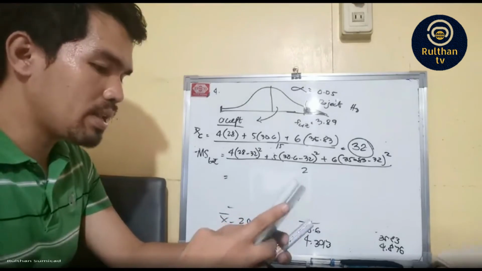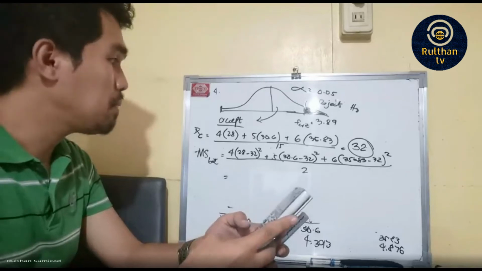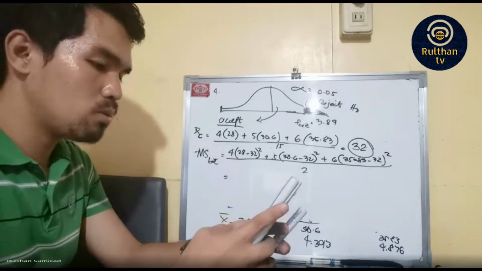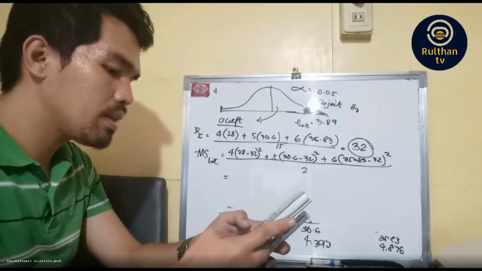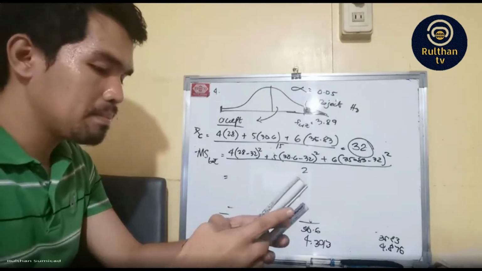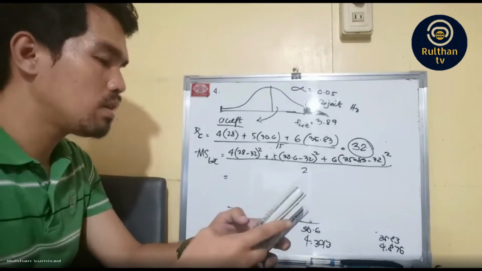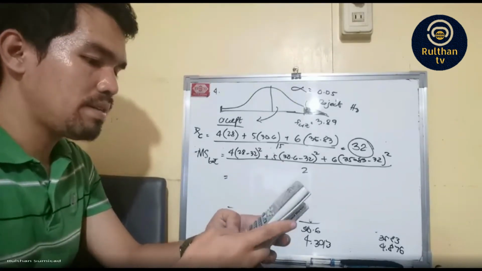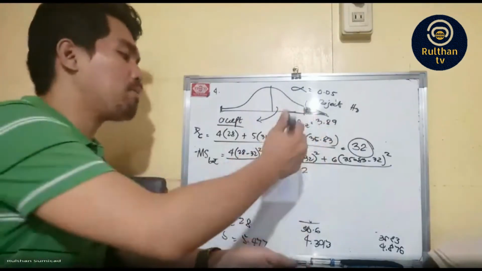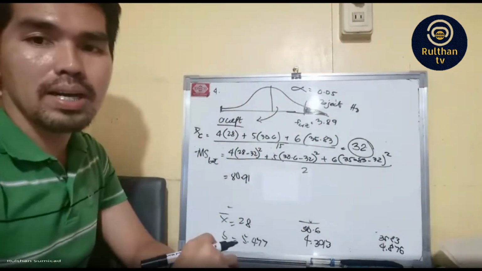4 times (28 minus 32) squared plus 5 times (30.6 minus 32) squared plus 6 times (35.83 minus 32), divided by 2. What's the answer? It is 80.91. That is our MS between.